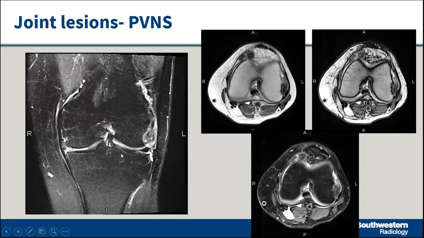You get into these difficult cases. So this patient had surgery before for diffuse PVNS. Now we are looking for any residual or recurrence. And you start to see this synovial thickening here, a little synovial thickening there, a little thickening there, a little thickening there. So there is some disease there. Now, how many foci? The surgeon is asking you. You have one focus here, you have a second focus here.